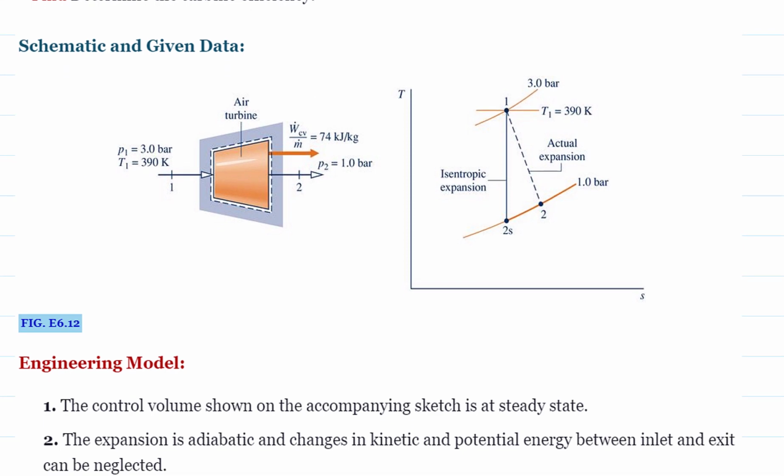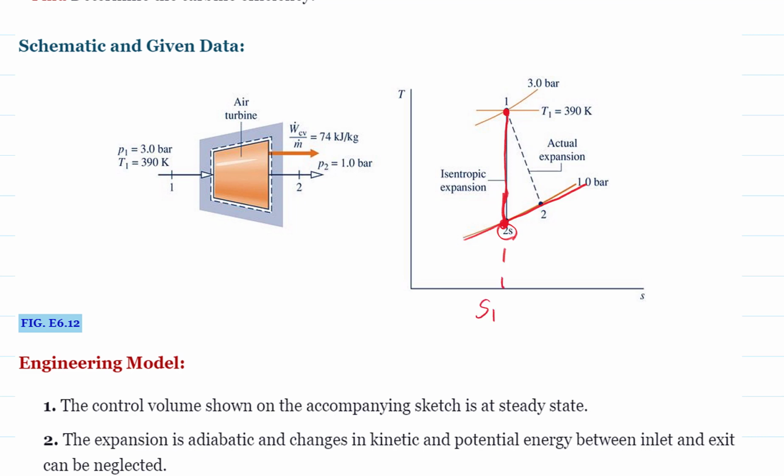So at the inlet, we know pressure and temperature, so we can fix the state. At the exit, we only know the pressure. And actual work produced by the turbine is also given. And we need to determine the isentropic turbine efficiency. So state 1 is fixed. When it goes through an isentropic process, it goes straight down. And at state 2, the pressure is given. This is the constant pressure line, 1 bar. State 2S is here.